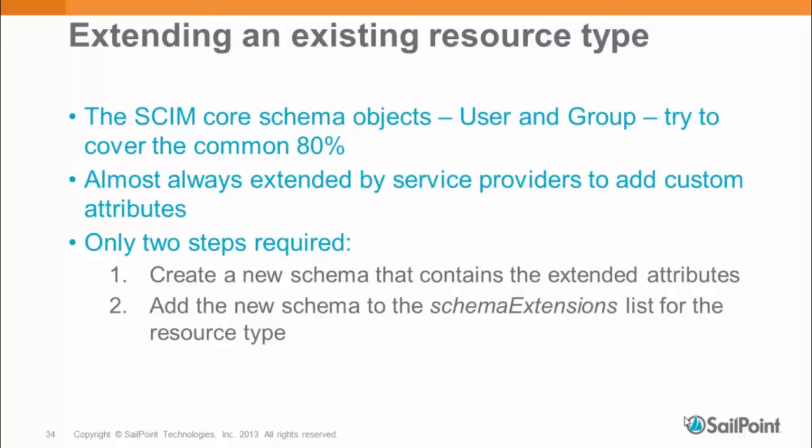In the 2.0 spec, the way that you do that is you create a new schema that has the extended attributes that you're trying to model, and then you modify your resource type to list out the schema extensions that resource type is using. And so we'll look at an example here.